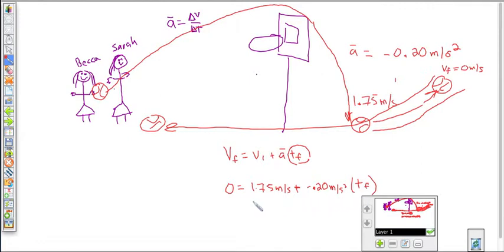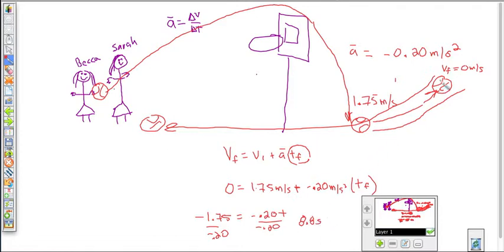All right, so simple thing to solve, not too complicated. We could go ahead and move this over to this side. So negative 1.75 is going to equal negative 0.20 times t. And so we could divide both sides by negative 0.20. And what are we going to find out we got? Well, lo and behold, that's going to take 8.8 seconds.